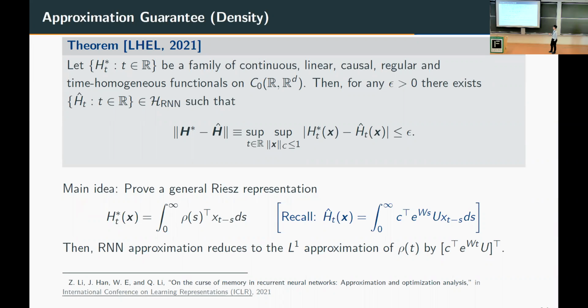We can show that if your target functional has these properties, then you can prove that there is a common representation for the entire class of sequence of functionals. And if you compare the representation with our RNN hypothesis, they are very similar, and it basically reduces to approximating this representation function rho by our exponential sum function. Okay, and this becomes a simpler problem in approximation theory that we can analyze.